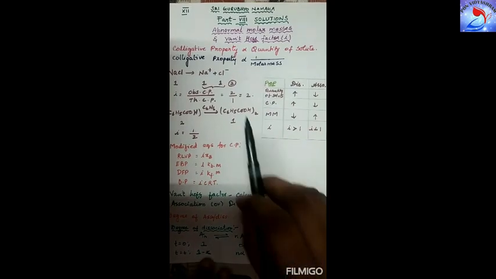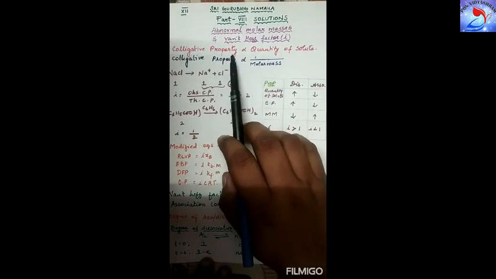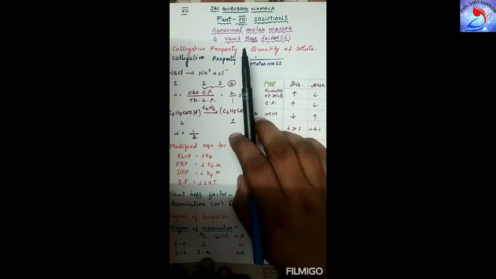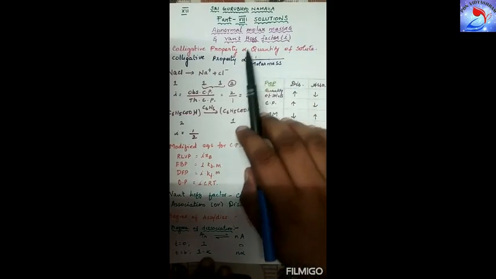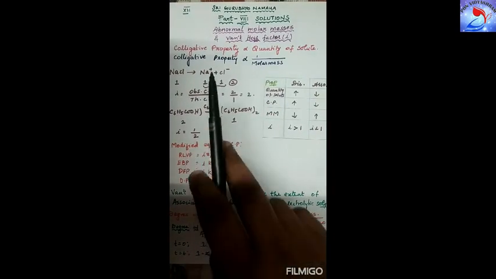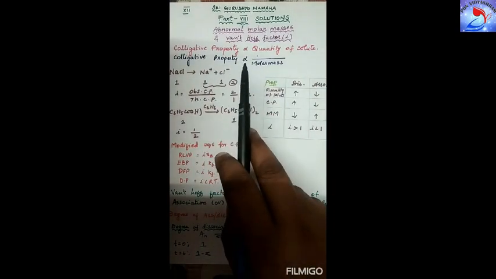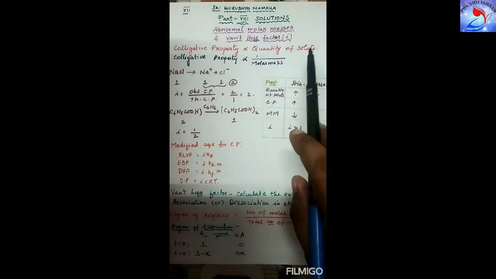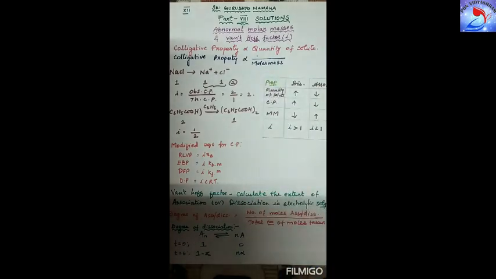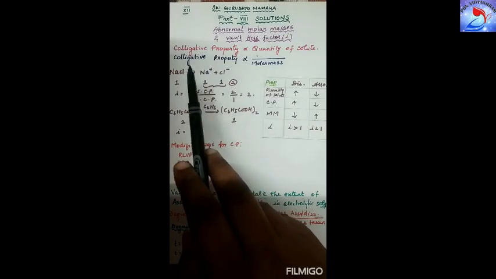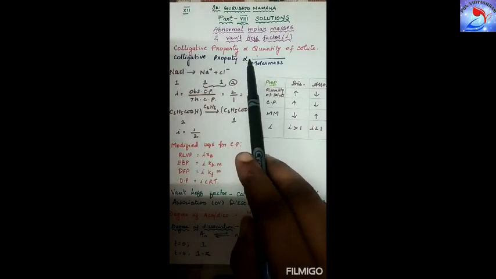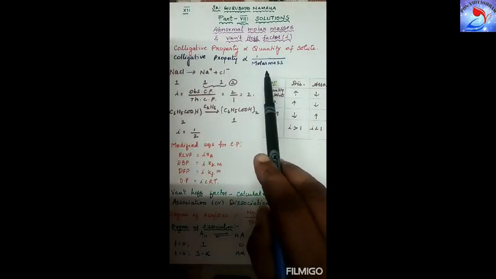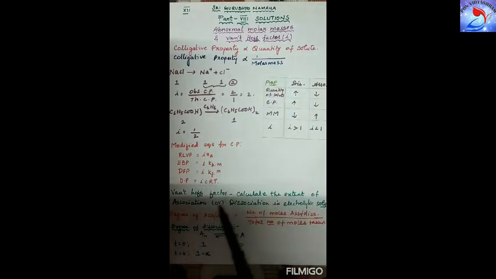In accordance with the previous knowledge, colligative property is a quantity that depends on the number of solute particles present in the solution, which means colligative property is directly proportional to the quantity of solute present in the solution. In other words, we can say that colligative property is inversely proportional to molar mass of the solute. Let me explain this in detail.